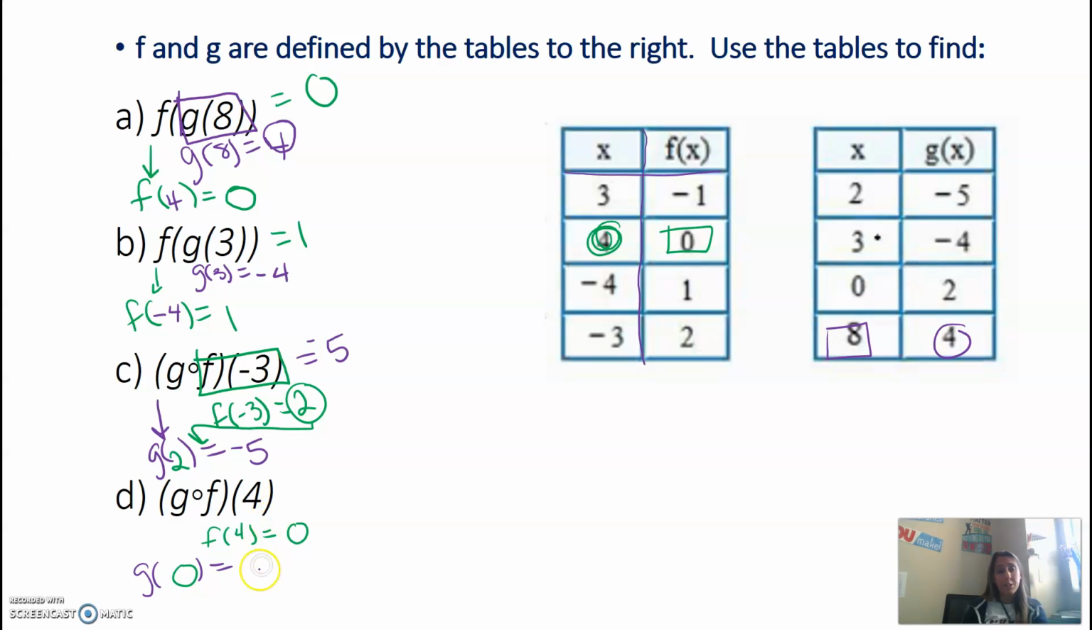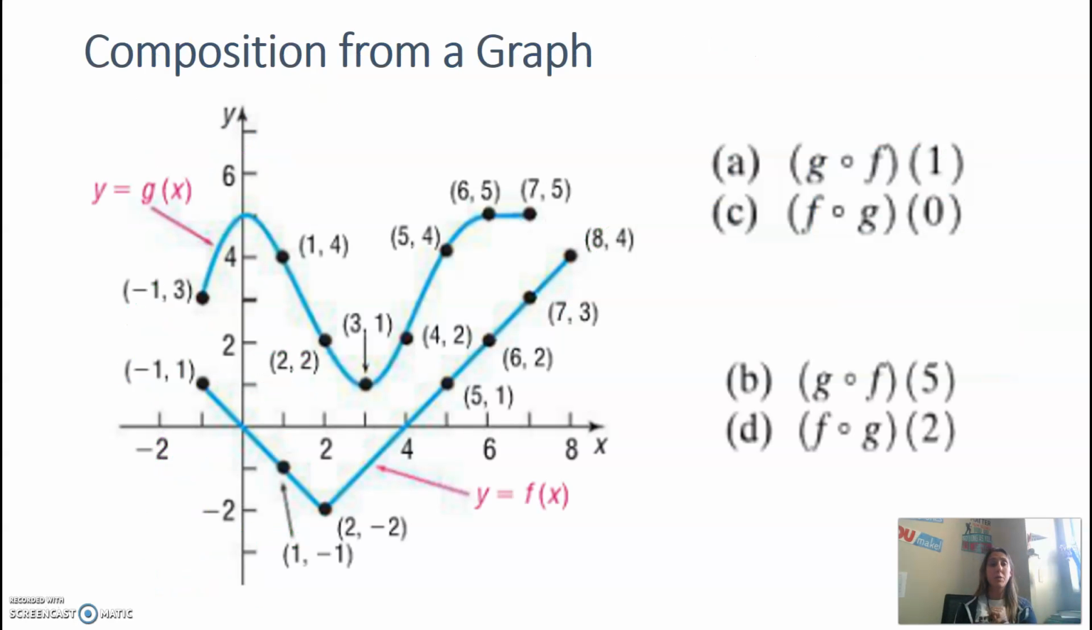And that's 2. So this equals 2. Alright, so that's how you do it with a table. Now we're going to do it with a graph. So I'd like you to hit pause, put this graph in.